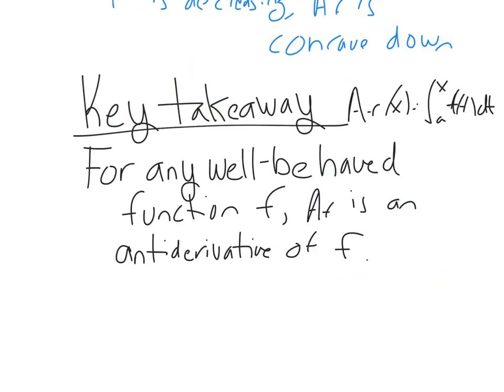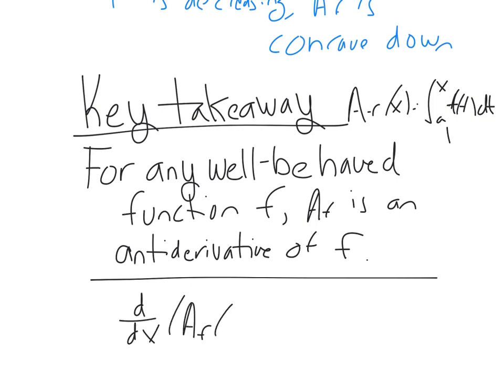So in this case, our key takeaway is that the area accumulation function being defined from a to x of f of t dt, for any function little f that is continuous, defined continuously on an open interval that contains our starting point, little a, then A sub f is an antiderivative of little f. So, in other words, if I take the derivative of A sub f of x, I should get back the function f of x.